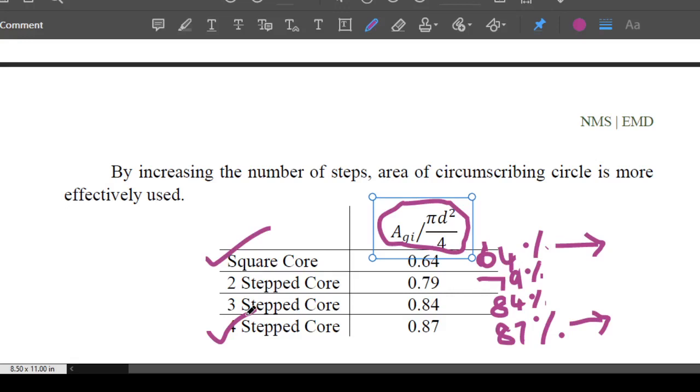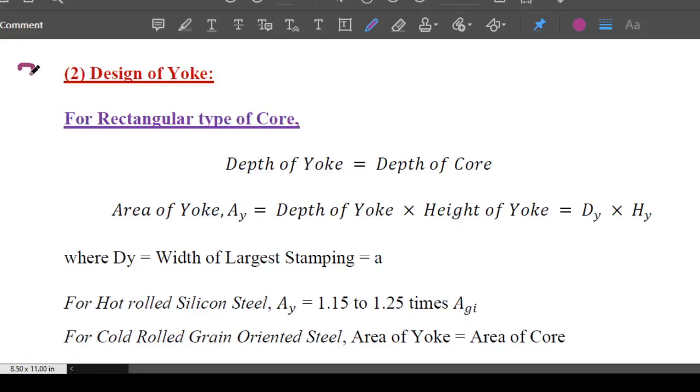The second one is design of yoke. So let us learn how to design a yoke. You all know that this transformer more or less looks like a rectangle in some or other parts, right? So you know how to find a rectangle area, or how to find out the parameters of a rectangle. There are only two parameters of a rectangle. One is length, another one is width or breadth.